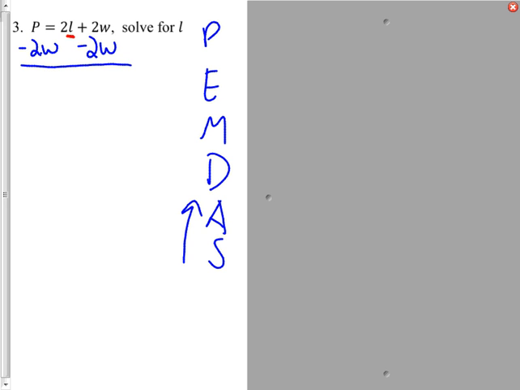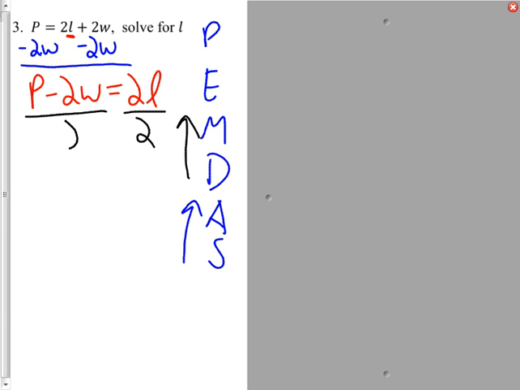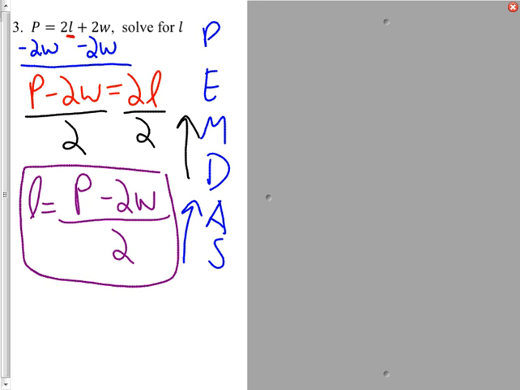We're doing the add, subtract step. Now we have P minus 2W equals 2L. So now we're doing multiply, divide. Opposite of multiplying here is dividing, so we're dividing everything by 2. And we're going to rewrite this left to right, that we have L equals P, capital P, minus 2W all over 2. And there is your answer for length.